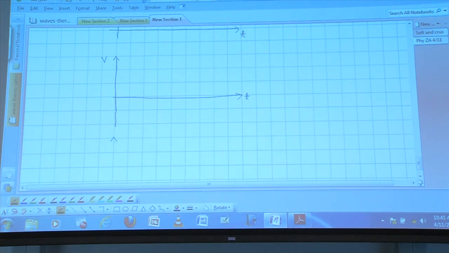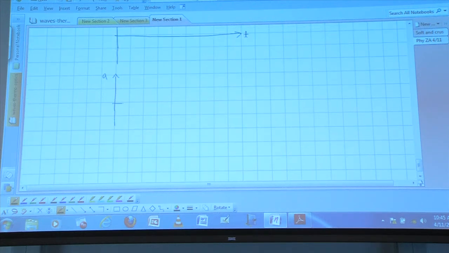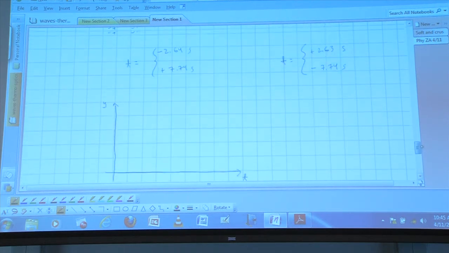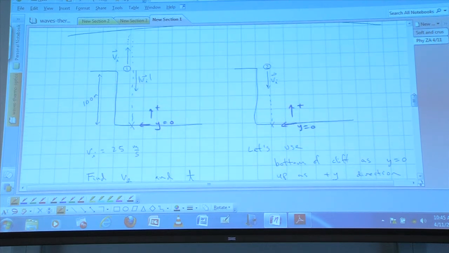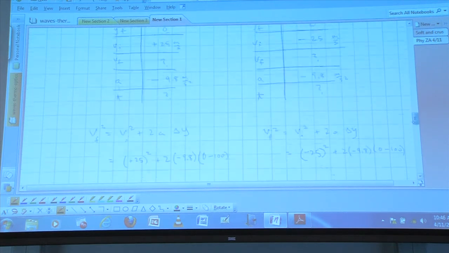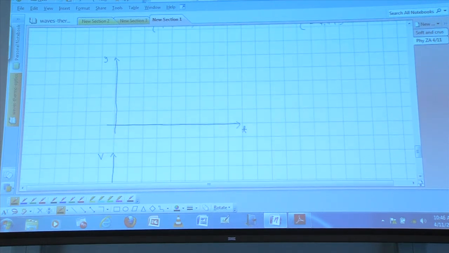And underneath that, we can do acceleration versus time. So what happened with this one? We gave it an initial, it starts out, where does it start out? It starts out at y equals 100, ends up at y equals 0, right? Starts out up here, ends up over here.